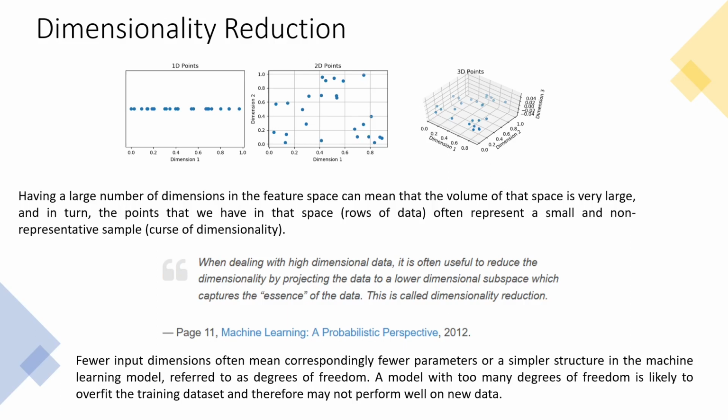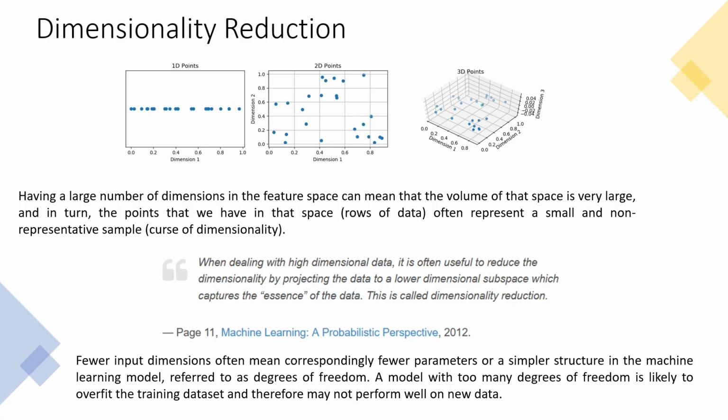When dealing with high-dimensional data, it's often useful to reduce dimensionality by projecting the data to a lower dimensional subspace, which captures the essence of the data. That's called dimensionality reduction. So the whole idea is to catch the essence of the data. You just get rid of what's not essential. You capture the essential parts of the data. That's the definition of dimensionality reduction.